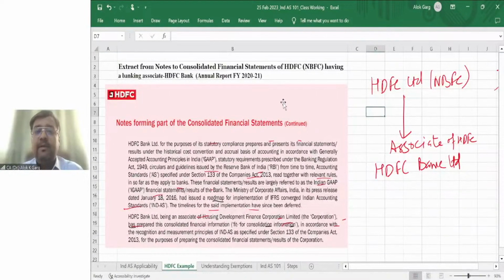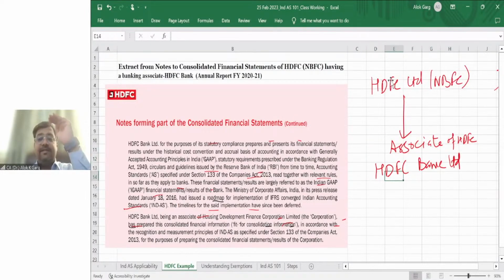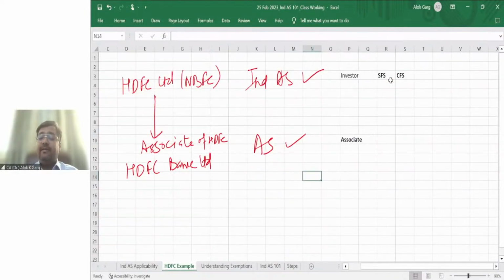Friends, HDFC Limited is an NBFC, right? There are two companies, HDFC Limited and HDFC Bank Limited. HDFC Limited is the NBFC company and HDFC Bank is an associate of HDFC, right? Means HDFC Limited is the investor and HDFC Bank is an associate company. Means when HDFC Limited prepares its consolidated accounts, it has to consolidate HDFC Bank also. But the irony is HDFC Limited, being a listed NBFC, is applying Ind AS, right? But on HDFC Bank, Ind AS is not applicable, AS is applicable, right?